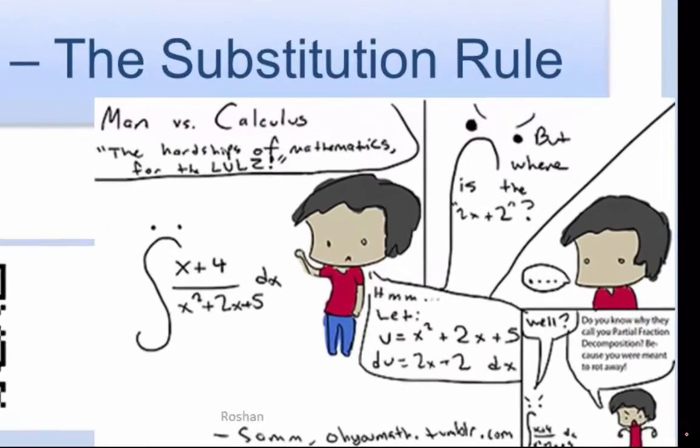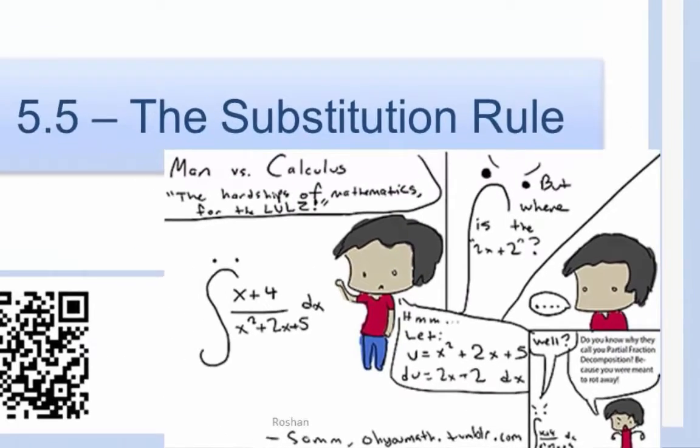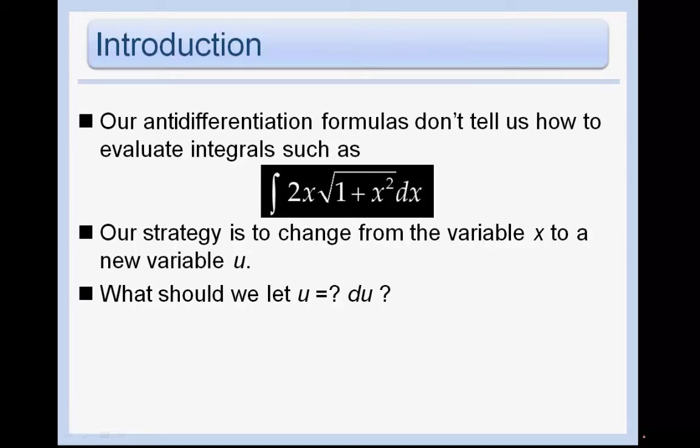5.5, the substitution rule. In this section, I just want you to keep in mind what we're going to be doing is taking the antiderivative of a chain rule. This slide says our antidifferentiation formulas don't tell us how to evaluate integrals such as the antiderivative of 2x root 1 plus x squared dx.